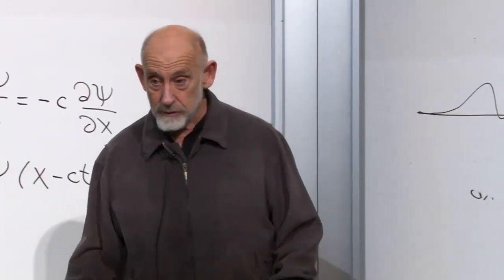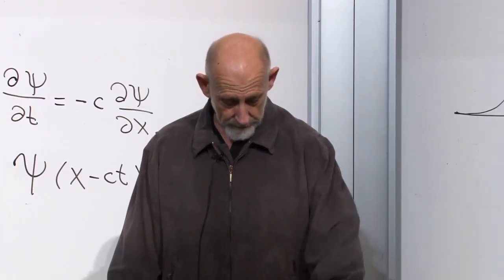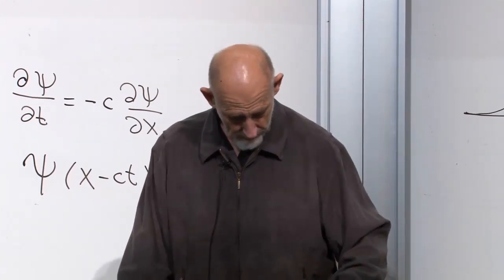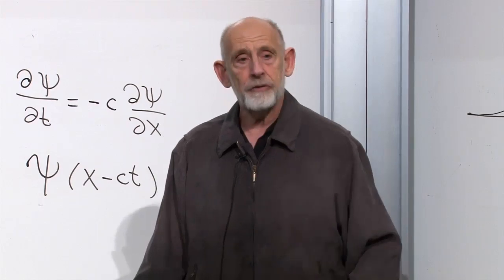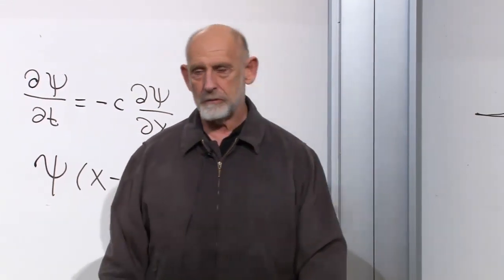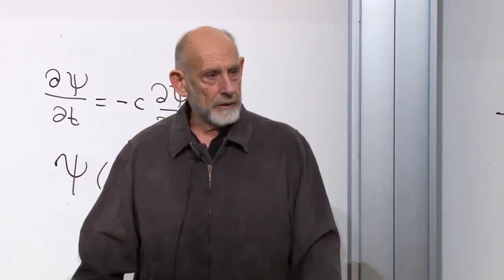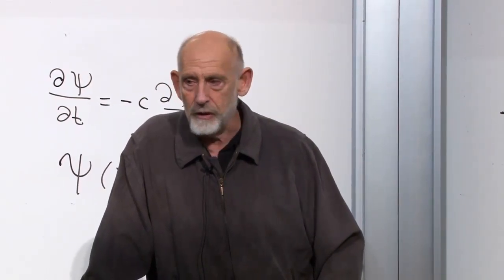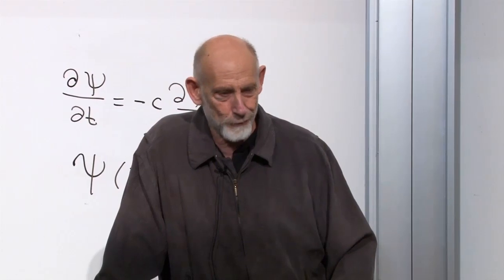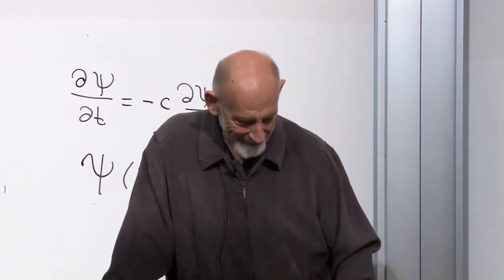Now, I chose c for a reason. Because it's the speed of light. Is this a photon? Well, this is not really the correct description of photons, but it's pretty close to the right description of neutrinos, at least neutrinos which move with the speed of light.